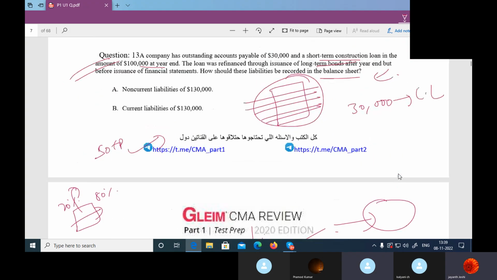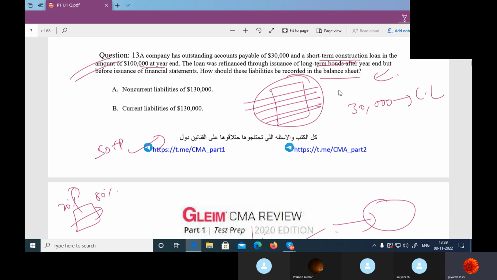Current liability. But did they tell you what you are going to show in this year's balance sheet? No, they did not say anything about it. How are you going to show?